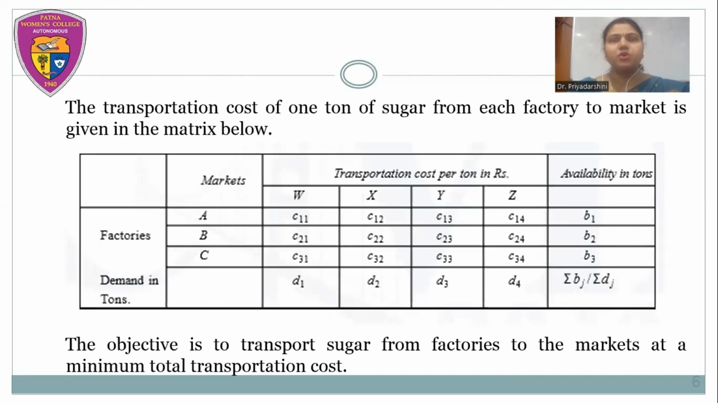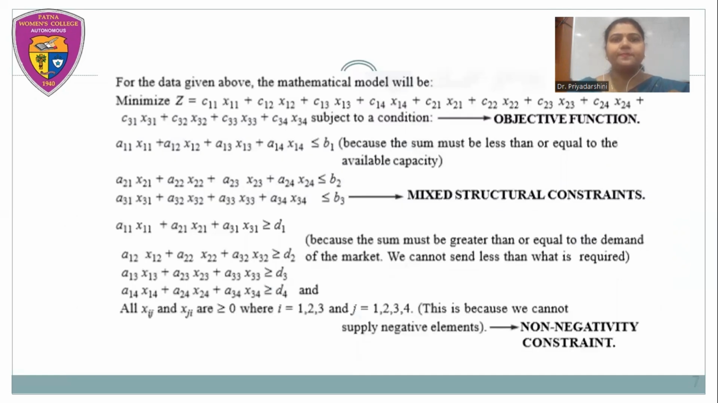The transportation cost of 1 ton of sugar from each factory to market is given in the matrix below. The objective is to transport sugar from factories to the markets at a minimum total transportation cost. The above problem has the following properties. Here we can see that it has an objective function, structural constraints, and a non-negativity constraint. The relationship between the variables and the constants is linear. We know very well that these are the properties of a linear programming problem. Hence, the transportation problem is also a linear programming problem, but a special type of linear programming problem.